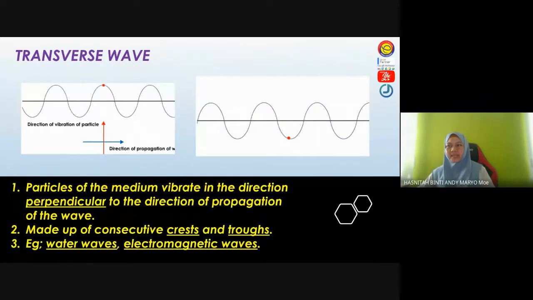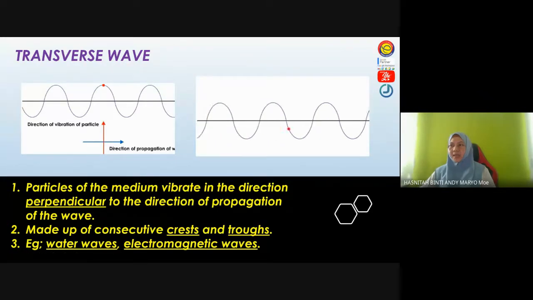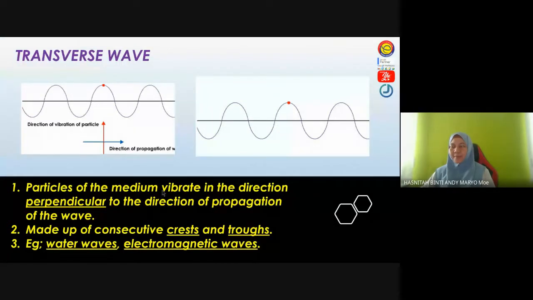number 1. Okay, what is transverse wave? Transverse wave refers to where the particle of the medium vibrate in the direction perpendicular to the direction of propagation of the wave, as stated there. Okay, transverse wave, you can look in your book, page 123.